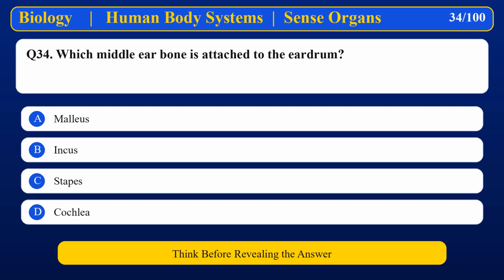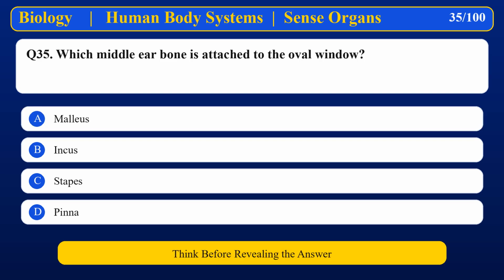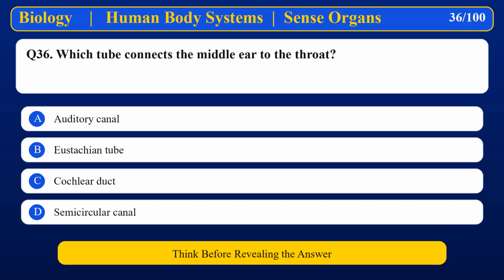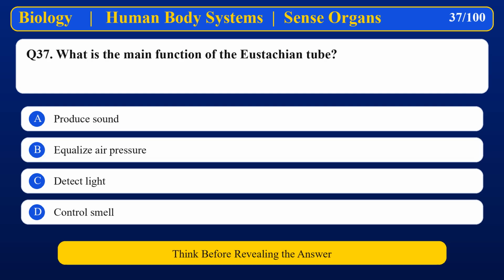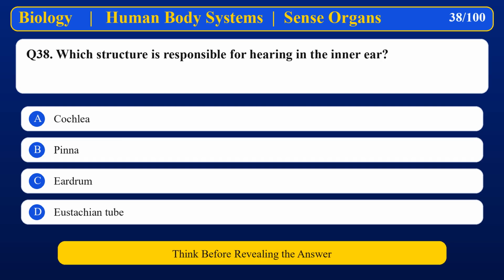Stapes. Which middle ear bone is attached to the eardrum? Malleus. Which middle ear bone is attached to the oval window? Stapes. Which tube connects the middle ear to the throat? Eustachian tube. What is the main function of the Eustachian tube? Equalize air pressure. Which structure is responsible for hearing in the inner ear?